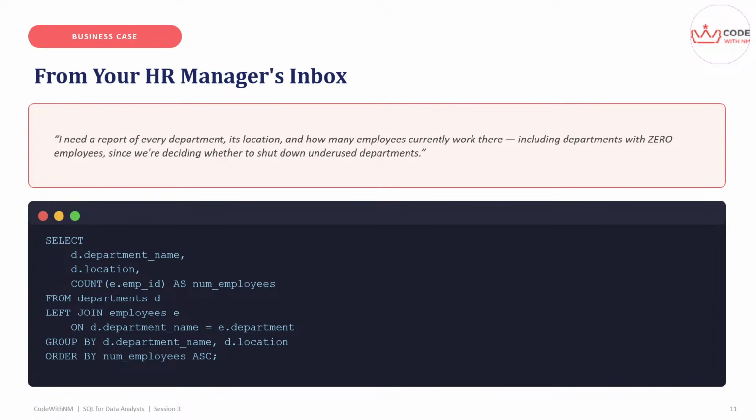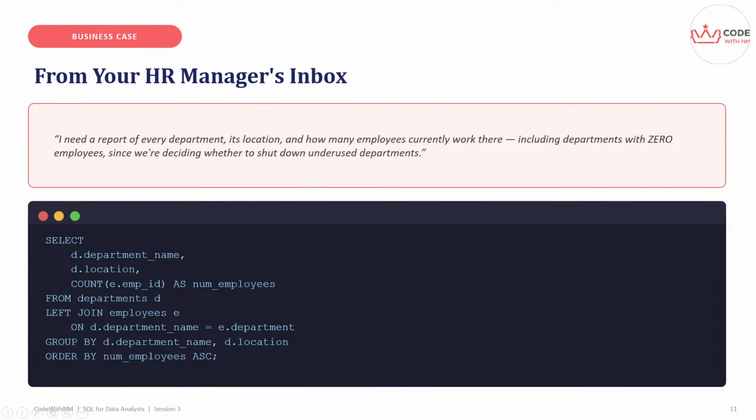So first go through the question itself. It's nothing but the manager needs a report of every department with its location and also how many employees are currently working there. So the requirements are clear: every department with its location and the employees currently working there. Also they want departments with 0 employees, since they are deciding whether to shut down underused departments. Understood? So there are many things we need to do with this query.